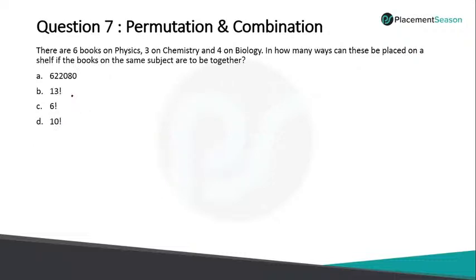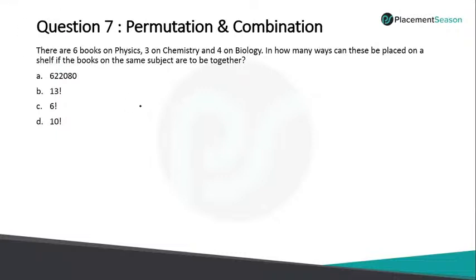Okay, again from the topic permutation combination. There are 6 books on physics, 3 on chemistry, 4 on biology. In how many ways can these be placed on a shelf if the books on the same subject are to be together? So first I have 6 books of physics, right? And the 6 books of physics can be arranged in what?